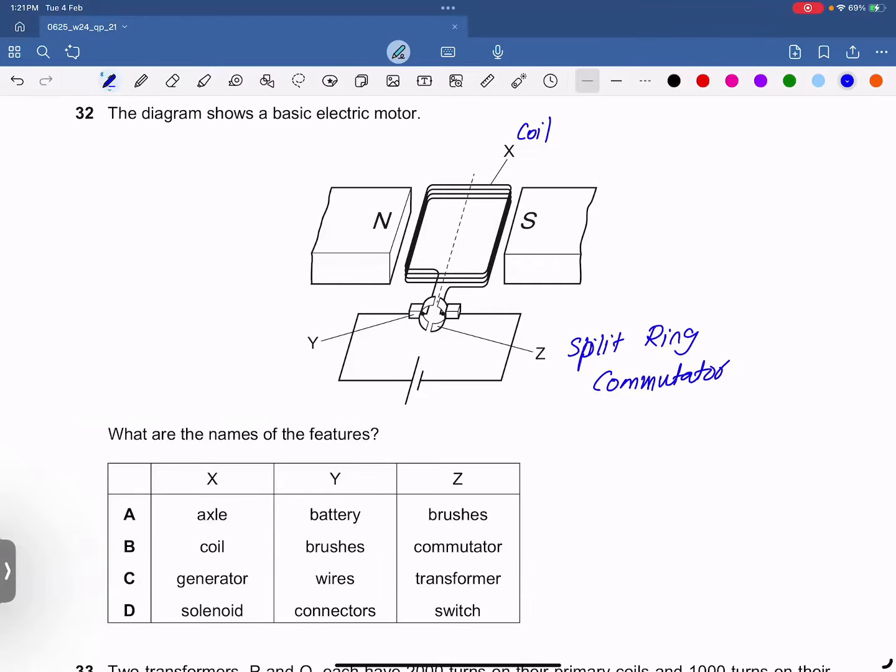The Y is brushes. So X is coil, Y is brushes, and Z is commutator, option B. Easy question. We proceed to question number 33.